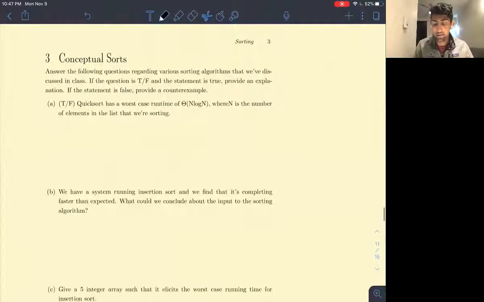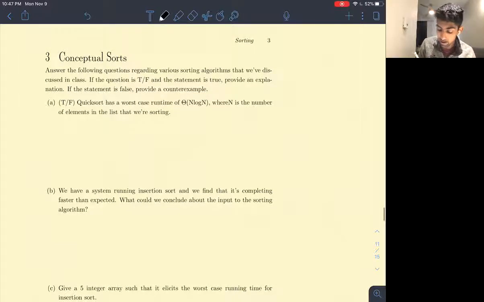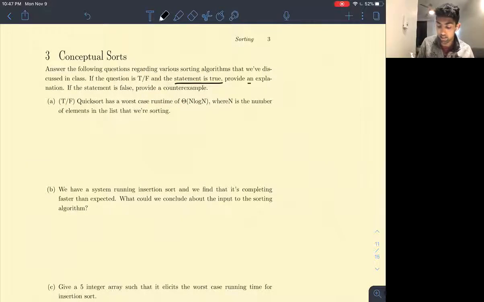Hi everyone, this is going to be a video walkthrough on question 3 on exam prep week 12 for sorting. Okay, exciting. I think this question is really good for testing understanding of these sorting algorithms. For each one of these parts, we need to figure out if the statement is true. If so, provide an explanation. If the statement is false, we should provide a counterexample. Perfect. So let's get started.